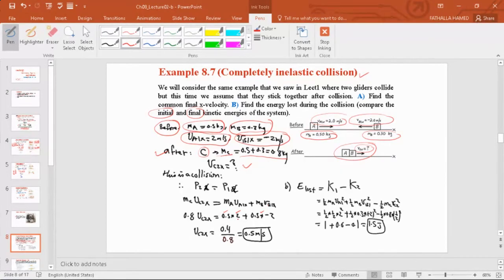Now 0.5 times 2 will give you 1, and 0.3 times minus 2 will give you minus 0.6. So 1 minus 0.6, that basically will give you 0.4. So your vC2x will be 0.4 divided by 0.8, and that will give you 0.5 meters per second. So the vC2x here came as a positive value. That means it's going to move to the right with 0.5 meters per second.